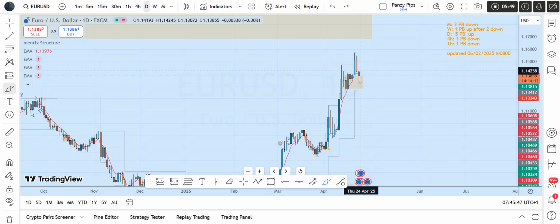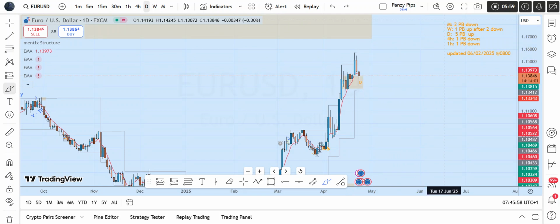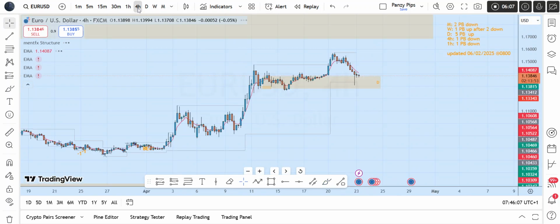So we'll go to the lower time frame and look at how we can look for a possibility of catching this move just as it begins to set up, so we can catch the ride and be on the roller coaster going up. Okay, so that's it for the daily. Daily we have 5 PB up and we're still looking bullish. All right, next time frame we'll have to look at will be the 4 hour.